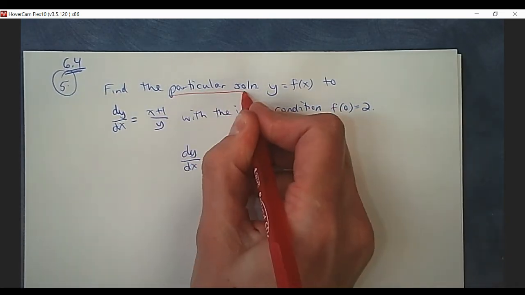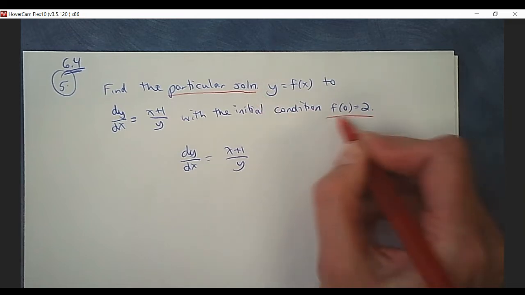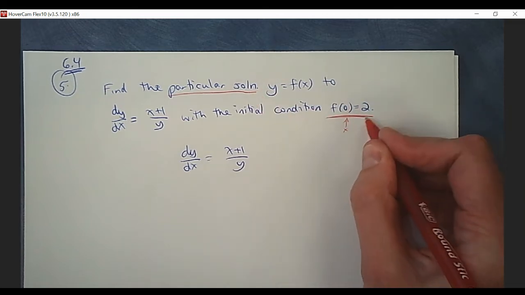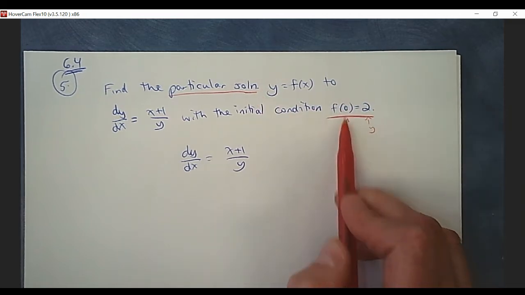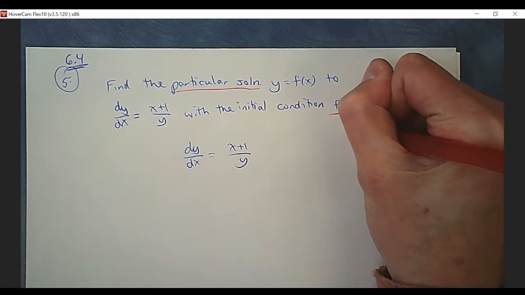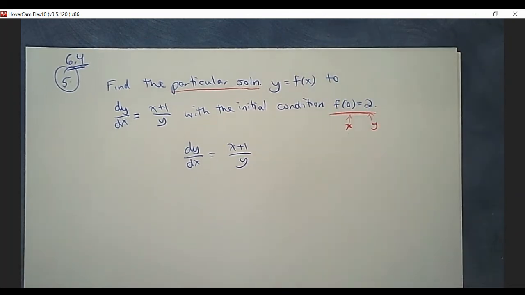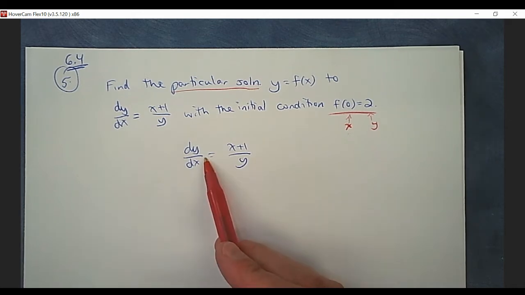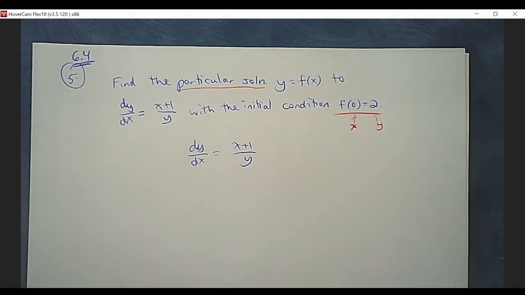So the particular solution means that I have to give you an initial condition. I have to give you an initial X and Y value. It's not always, X doesn't have to be zero. By initial value, I just have to give you a point. I have to give you an XY coordinate pair. And so what we're going to do is find the antiderivative, and then we're going to plug in this X and Y to find C.